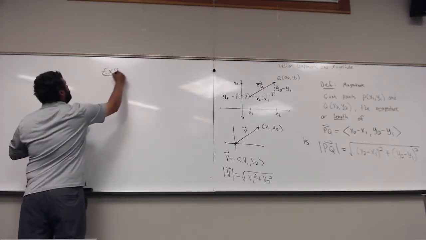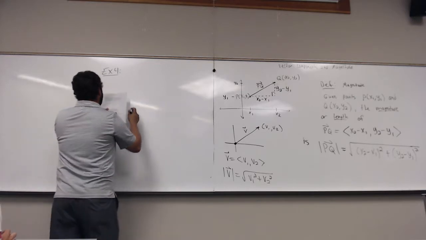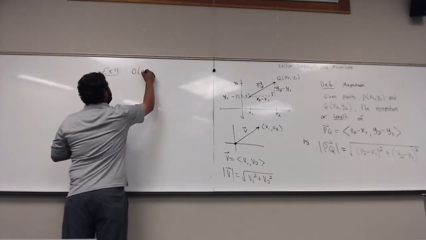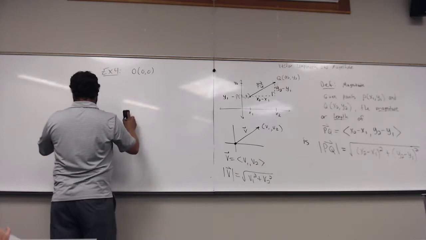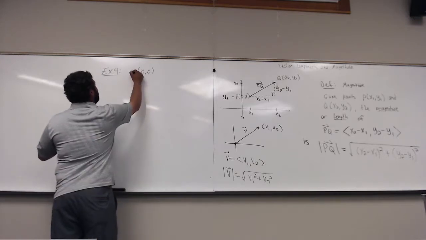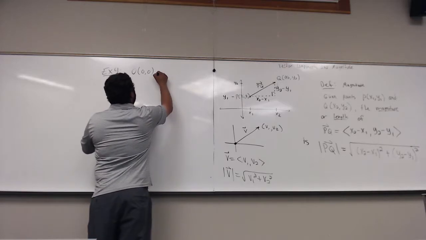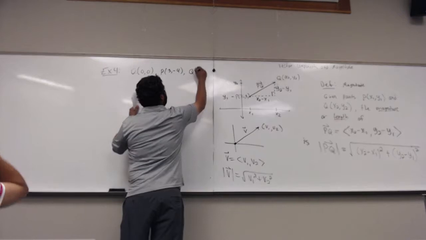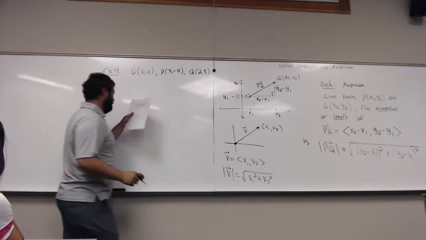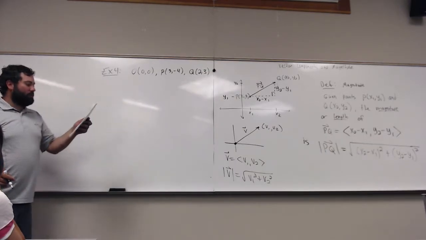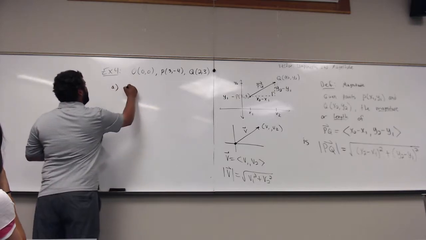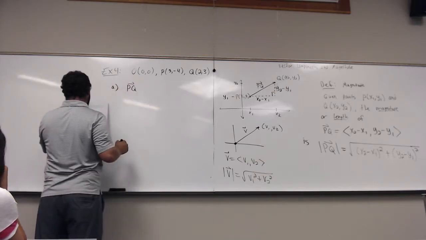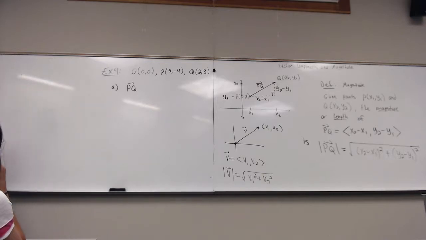Example 4, bottom of the page. So we're going to be given points. The origin is the point 0, 0. Maybe I can write a little sideways O. And then we're going to have the point P with coordinates 3, minus 4, and the point Q with coordinates 2, 3. We're going to find the components and magnitudes of the following vectors. So we're going to look at PQ first. And then for part B, we'll look at the vector from the origin to P.